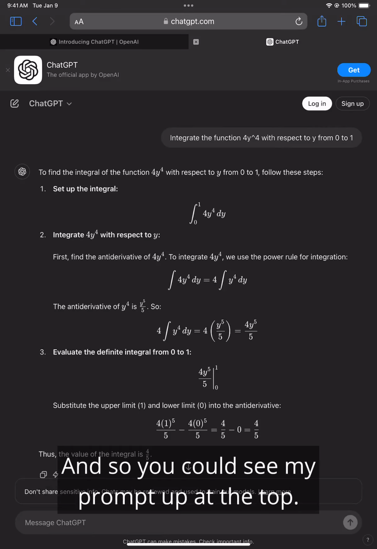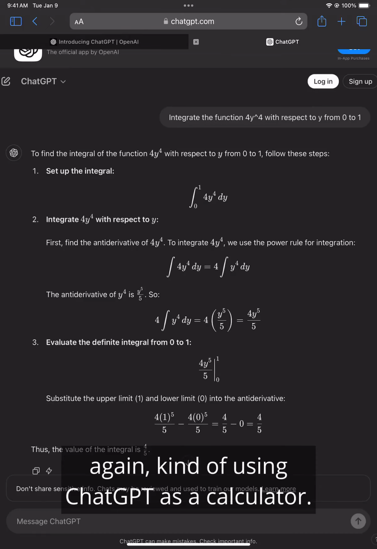I'll amend that statement. I do care about the work because I would like to quickly check it to make sure that it makes sense, which it does, and it gives us the same answer. And you could also do this to find out the expected value of y squared, again using ChatGPT as a calculator.